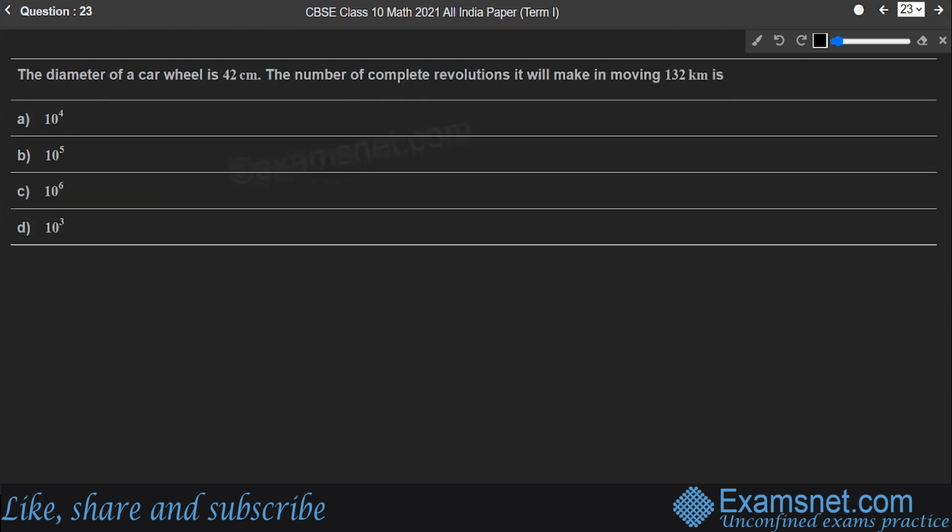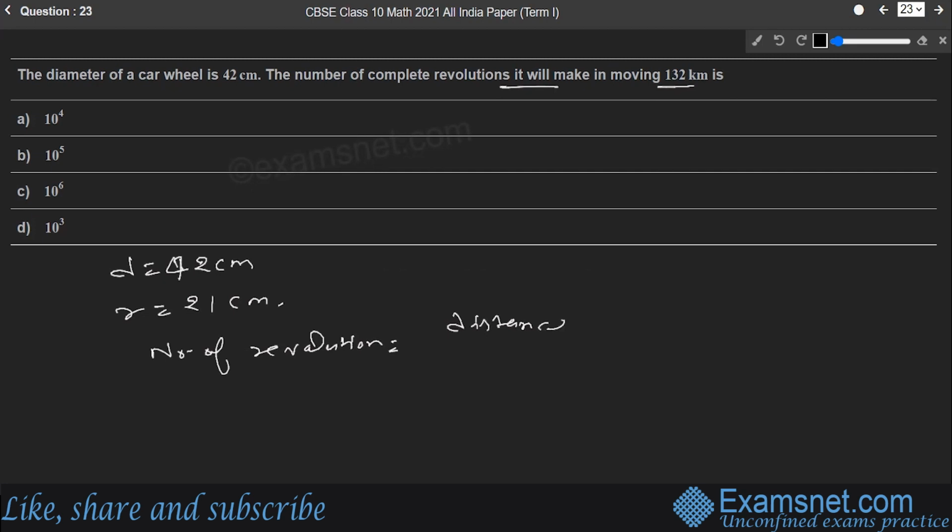Next question. The diameter of a car wheel is 42 centimeter. The number of complete revolutions it will take in moving 132 kilometer is? The diameter given to us is 42 centimeter, so the radius is half of the diameter, 21 centimeter. Now the number of revolutions can be calculated as the distance traveled by the wheel divided by the circumference of the circular wheel.